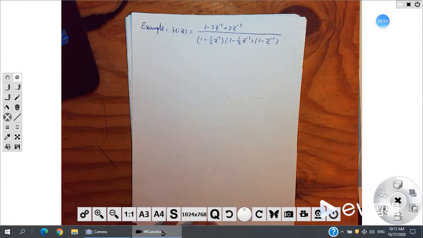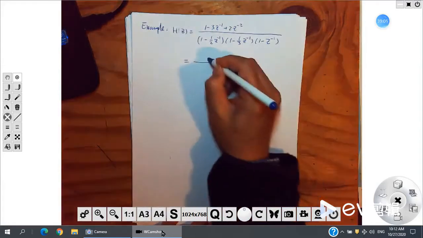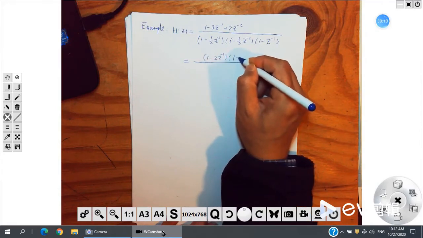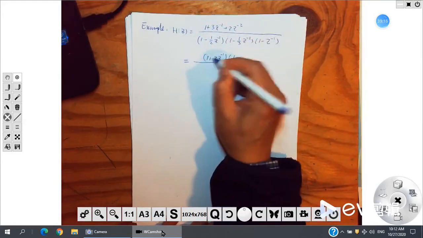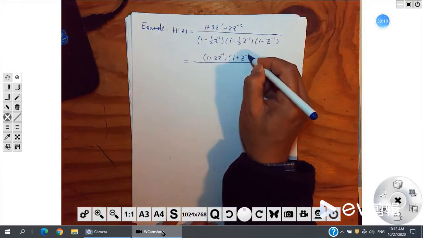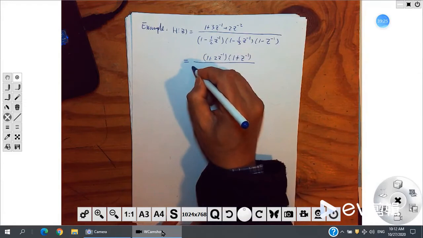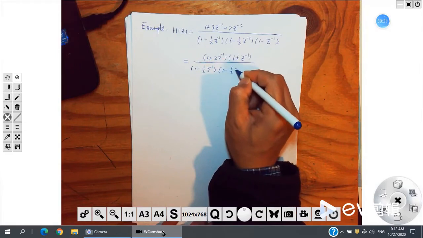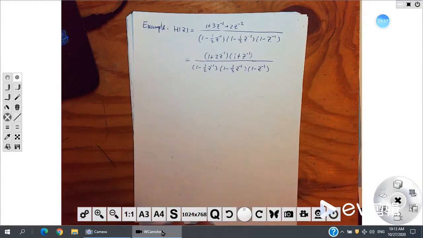Then we can have different ways to give the structure. This one I can write in this way. This is 1 minus 2 z to the negative 1 times 1 minus, they cancel. So I use plus. I use plus here, right? The plus z to the negative 1. Yeah, if it is minus, they will be cancelled. I use plus. Okay. And the denominator is 1 minus 1 half z to the negative 1, and 1 minus 1/3 z to the negative 1, and 1 minus z to the negative 1. Okay, so you just look at this one. We can have different ways to give the structure.